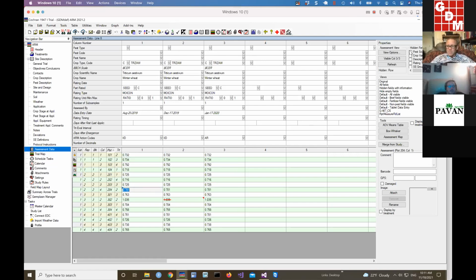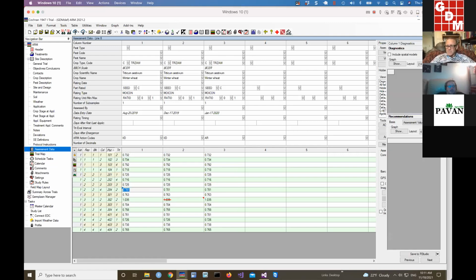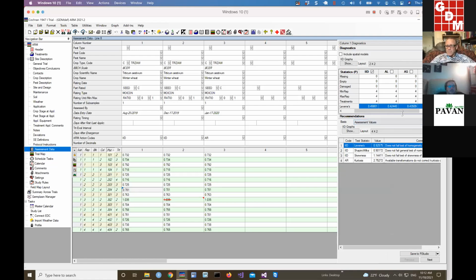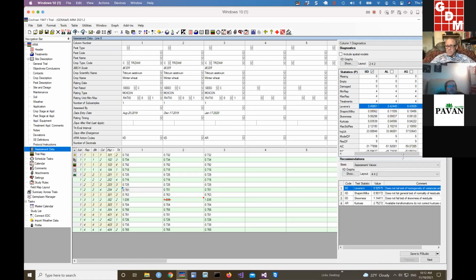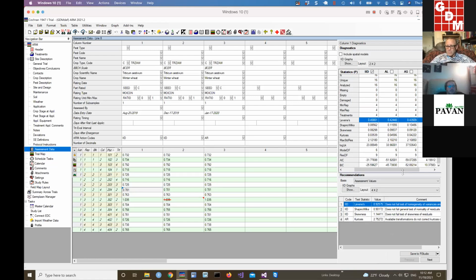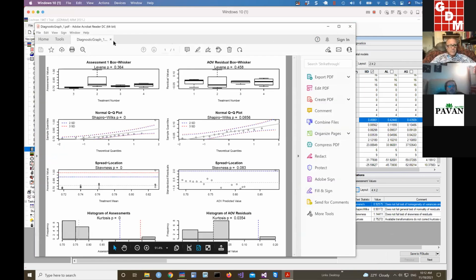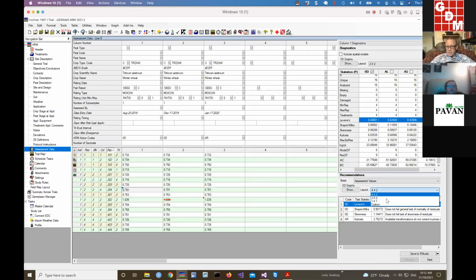Now, if we look at the column diagnostics, we see that there is a kurtosis, and that the kurtosis cannot be corrected by any known transformations. So if we look at the IID graphs, oh, I don't want that one. I want it to actually be a 2 by 2. I have to remember to do that.